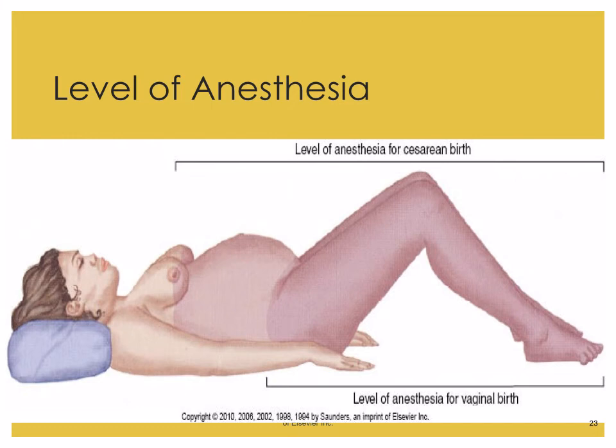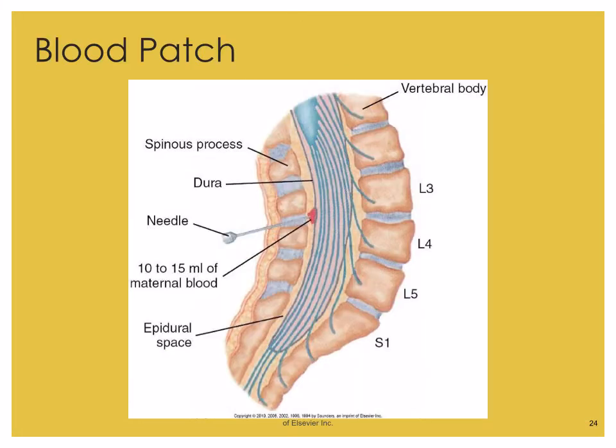In slide 23, we can see the differences between the level of anesthesia for a cesarean birth, how it does extend a little higher, versus the level of anesthesia indicated for a vaginal birth with these types of blocks. A blood patch is a procedure that is used for patients who are experiencing what's called a spinal headache. A spinal headache is a risk of having a subarachnoid block or an epidural block placed, and that is where the needle has punctured through the dura into the spinal space itself and caused a little bit of a loss of fluid.